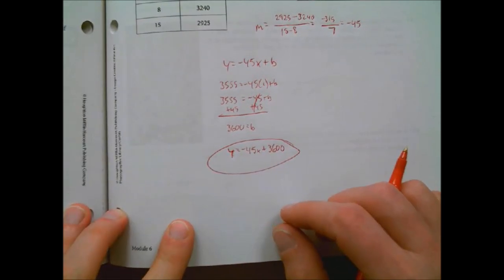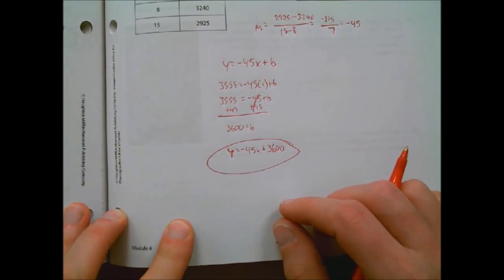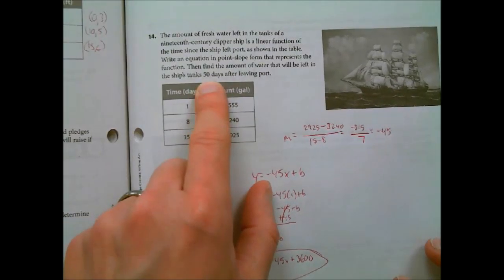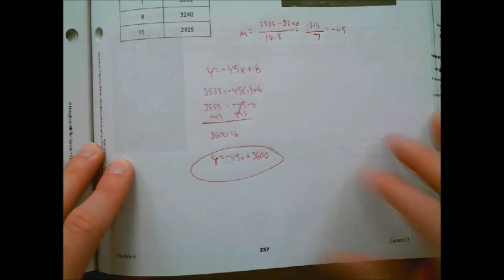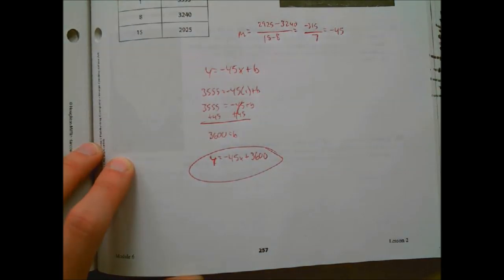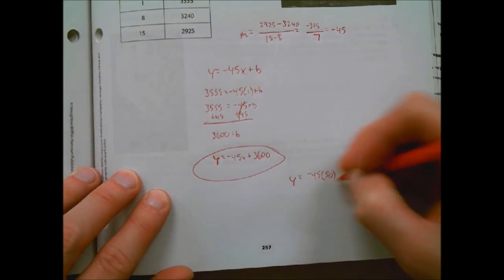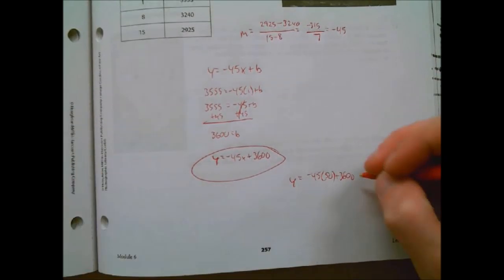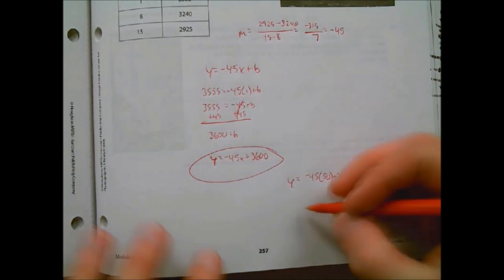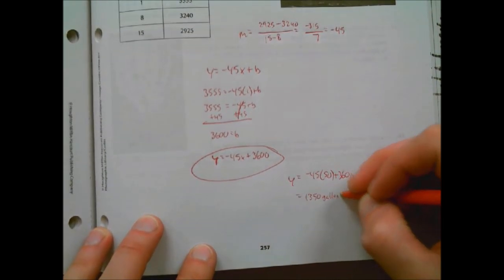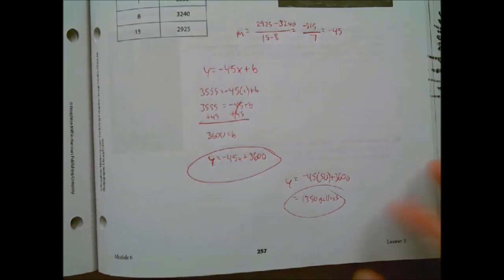Okay. Last thing then. Find the amount of water that will be left in the ship's tanks 50 days after leaving port. So now where's that 50 go, Hannah? For the x. So yeah, we have y equals negative 45 times 50 plus 3,600. 1,350 gallons of fresh water. You don't really want to use up all your fresh water because then if there's an emergency or something like that, you're done. You're in trouble.